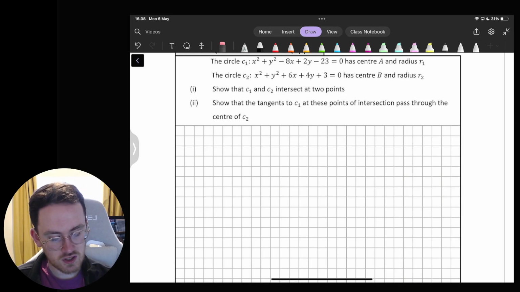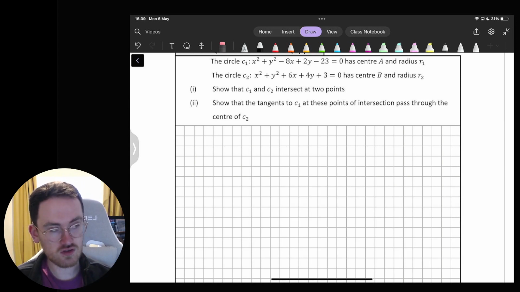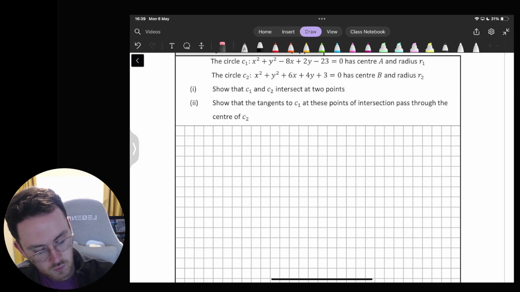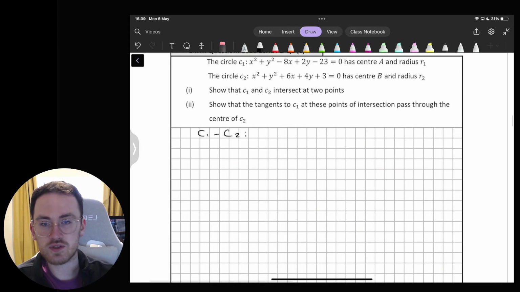But looking at these two circles here, we need to show that they intersect at 2 points and then show that the tangents to C1 at these points of intersection pass through the center of C2. So first of all, we need to find this common chord and show that there are 2 points of intersection here. So let's work on that first of all. So I want to find the equation of C1 minus C2. Okay, so that's where I'm going to start.